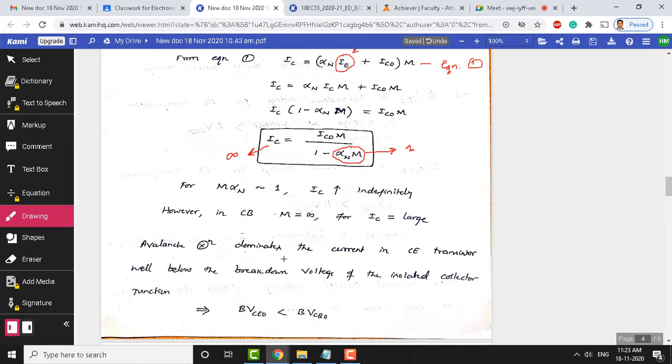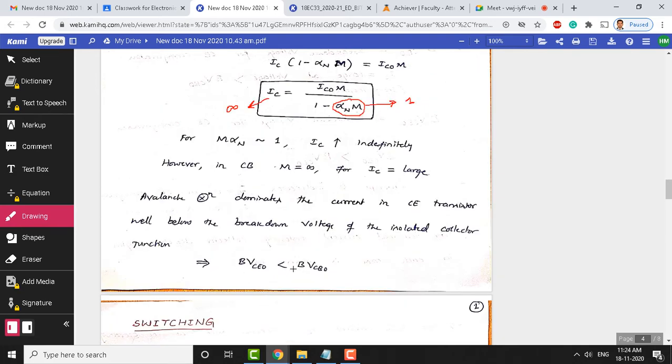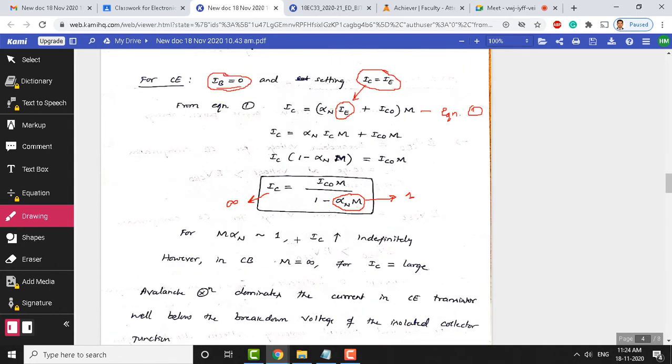So, avalanche multiplication dominates the current in the common emitter transistor well below the breakdown voltage of the isolated collector junction. That is why we can write this as BVCEO is less than BVCBO. So, these are the breakdown voltages of both common emitter and common base configurations here. Okay. These are some mathematical aspects of the breakdown voltages that we have considered, but you can see more details of avalanche breakdown in the textbook also. So, that is an important thing to consider.